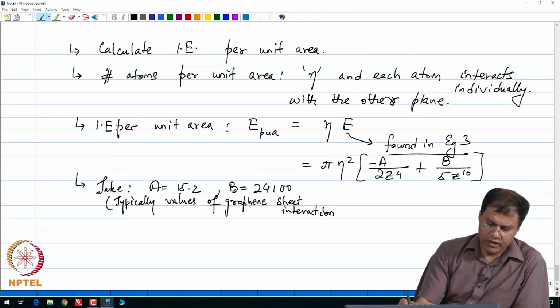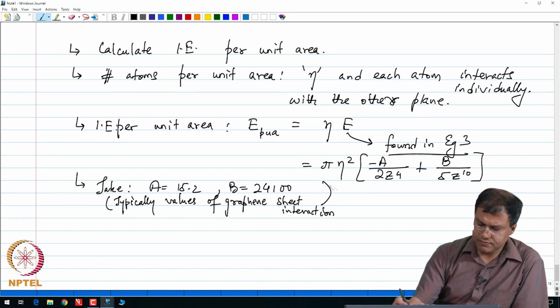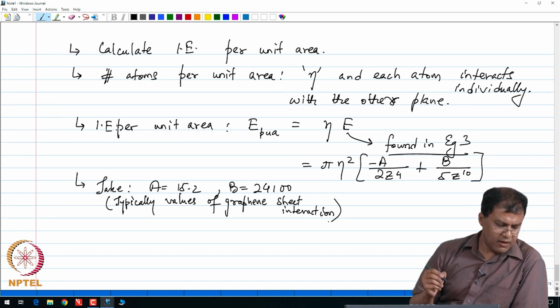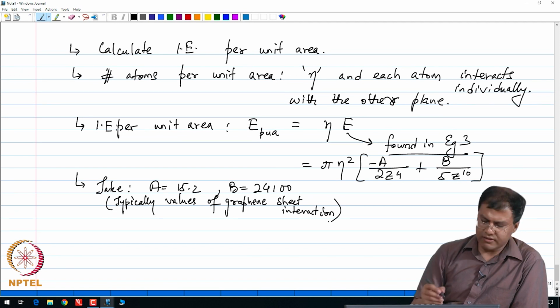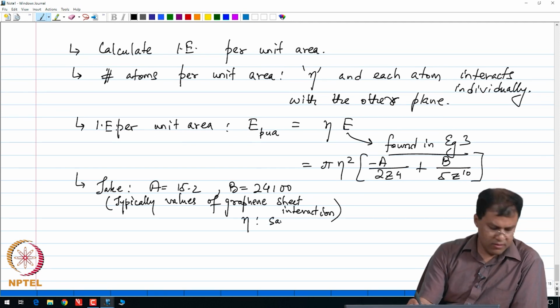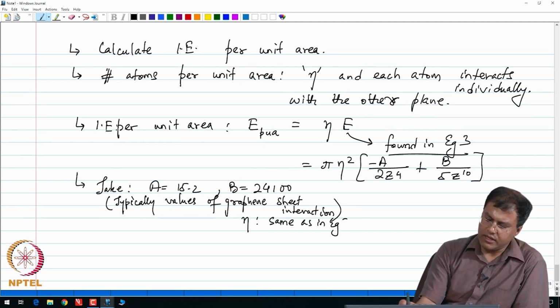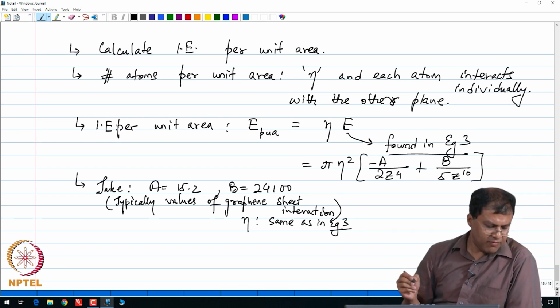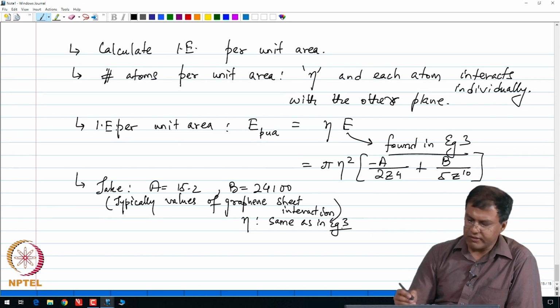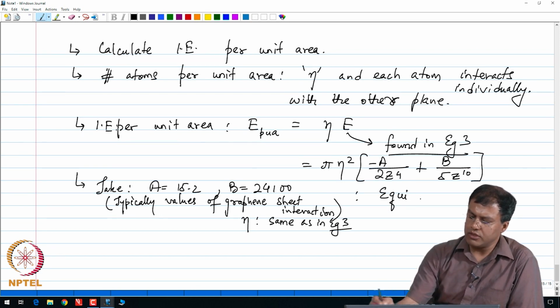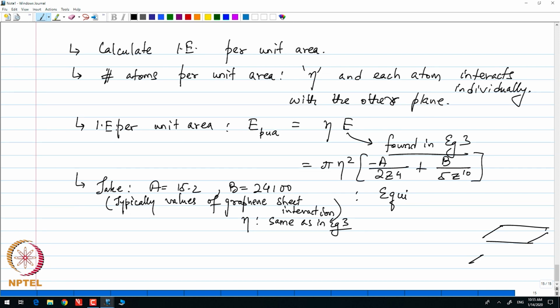And what we find is the following. We find that eta is the same as in example 3 that we have discussed a few minutes back. We find that the equilibrium spacing between the 2 sheets. So, how can we find the equilibrium spacing between the 2 sheets, the static equilibrium? By finding the force or minimizing the energy. Nature is going to provide us with the equilibrium when the energy of interaction is minimum, right.